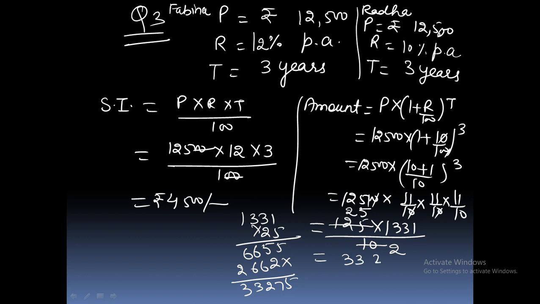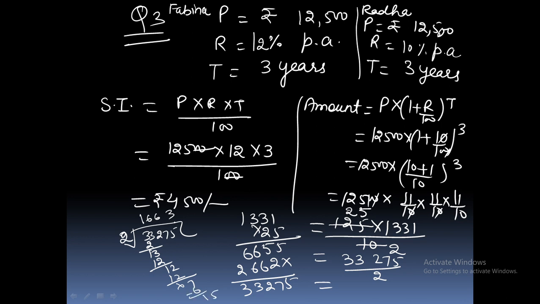Here we will get 33,275 over 2. After division by 2. 2 1s are 2, 2 6s are 12, and 2 6s are 12, 2 3s are 6, 2 7s are 14, and take the point, 2 5s are 10. We will get 16,637.50 rupees of amount.